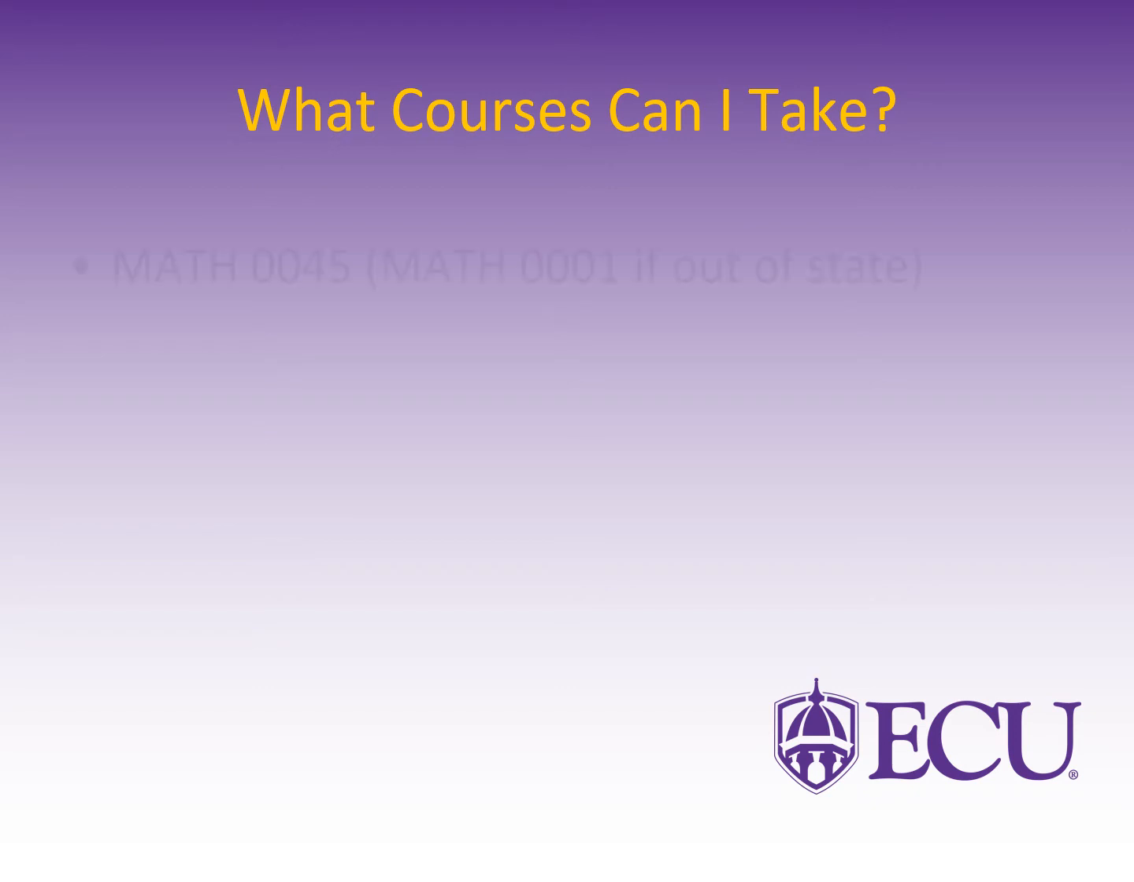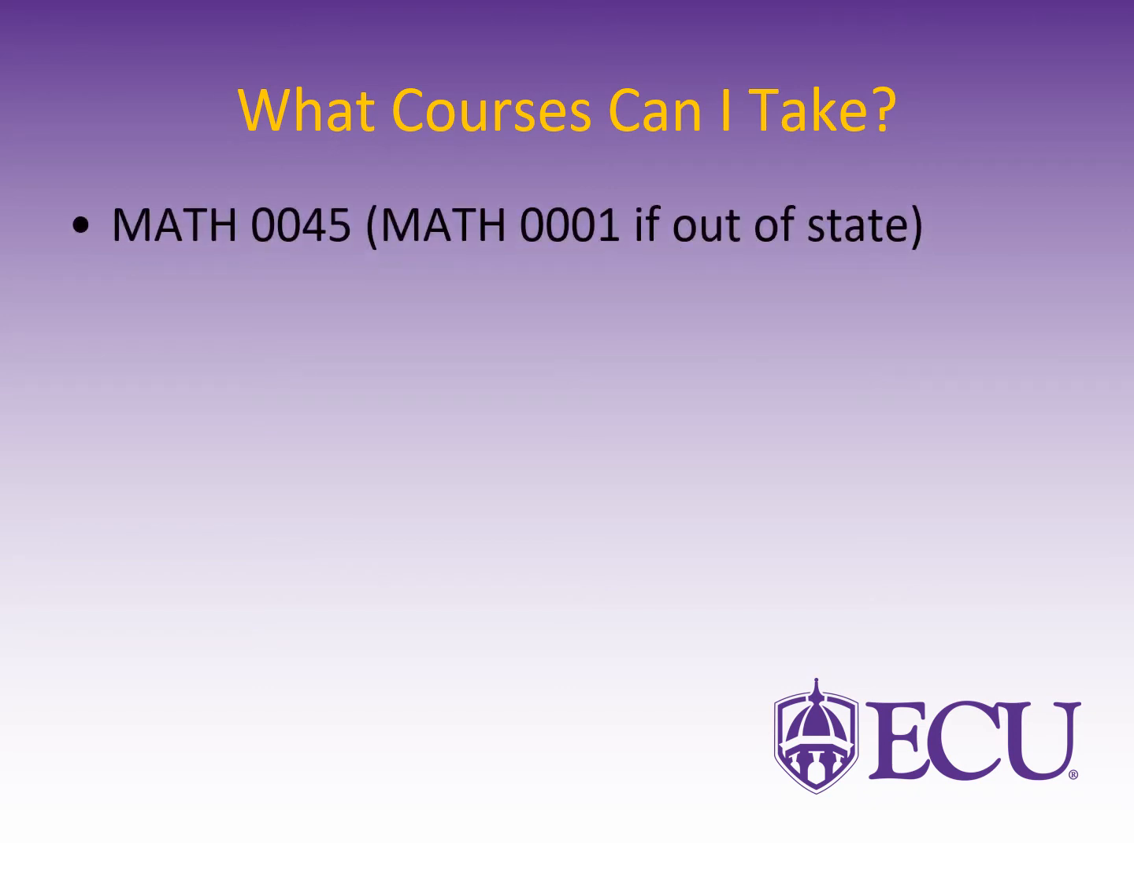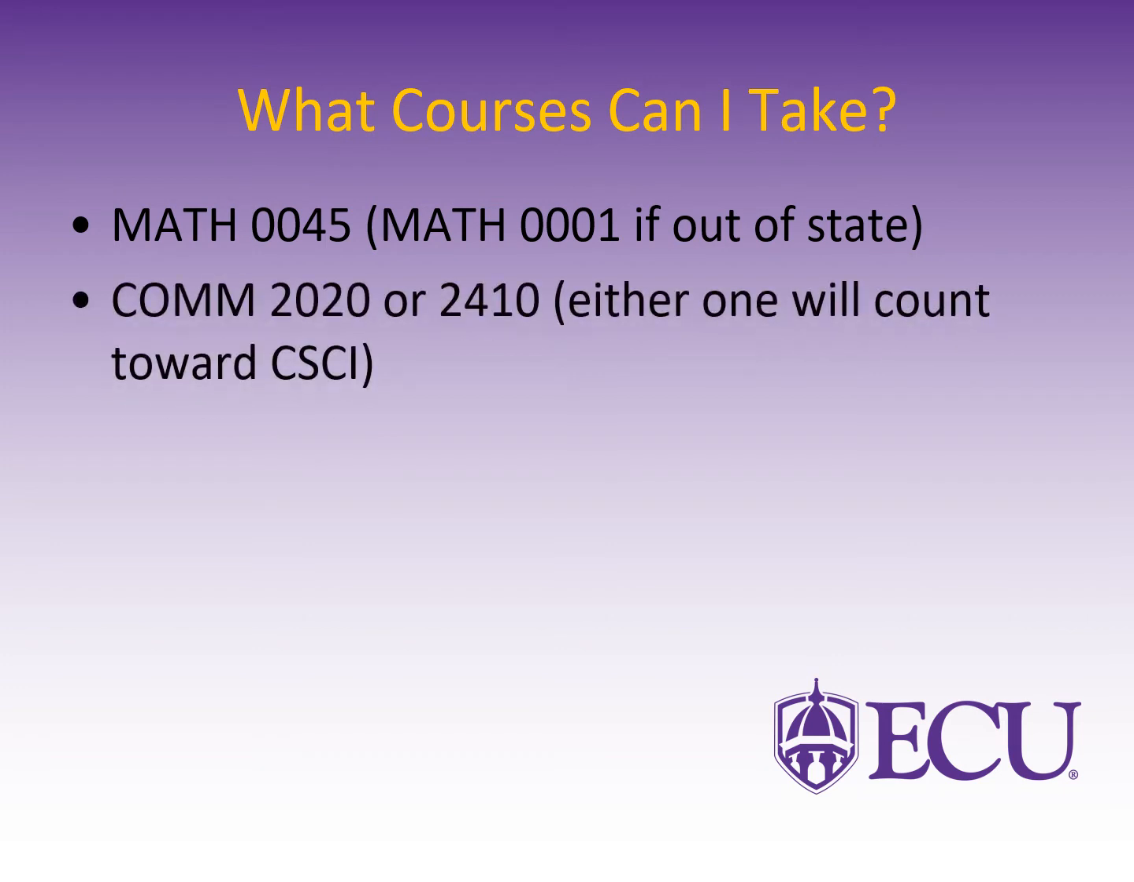So, which courses can you take as a computer science intended student? Well, of course, you will have your math class. You will also need to take Communication 2020 or 2410. Either class counts toward our communication requirement for computer science. Here's a little bit of a hint. COM 2020 is the foundations of public communication. COM 2410 is public speaking. If you are not one that likes to get up in front of a crowd and give speeches, do not take Communication 2410. Stick with Communication 2020.